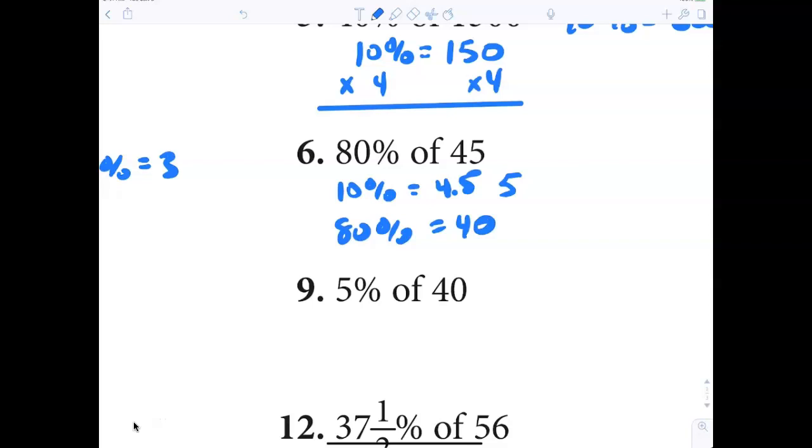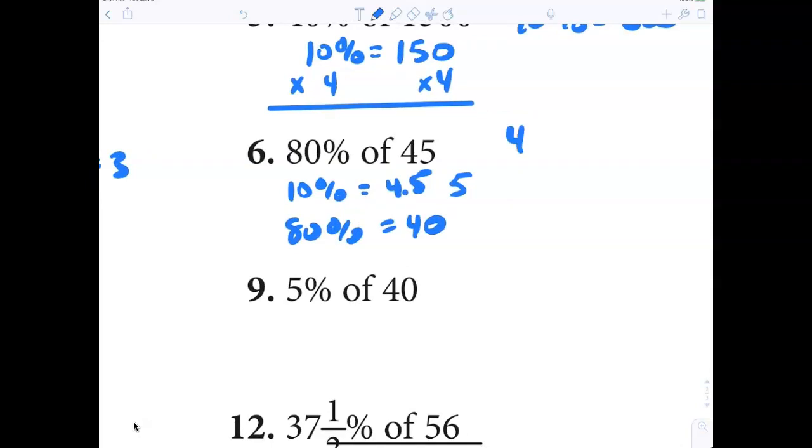All right, just hurry up. You know what I mean? It's okay if you got 36, but is that close enough? Yeah, that's exactly what we're trying to show you. All right, I would want you to also know that 80% is 4/5. So if you take 4/5 and multiply by 45, that's how we got the 36.